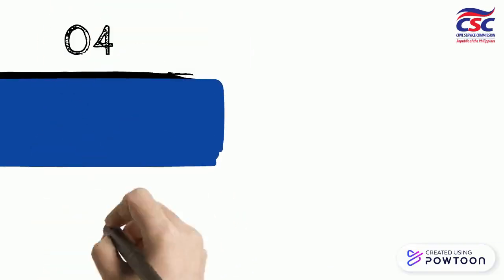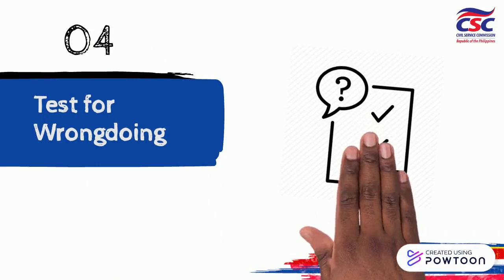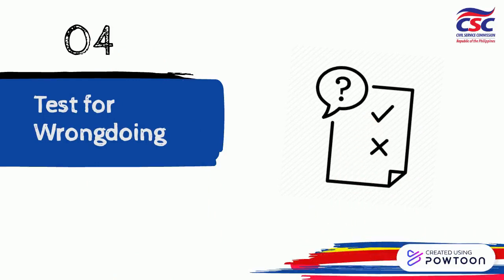Checkpoint number 4. Test for wrongdoing. The fourth checkpoint is a question of whether the case at hand involves wrongdoing. In this step, you have to consider these 4 tests. Number 1, the legal test. It involves whether the options are within the law.